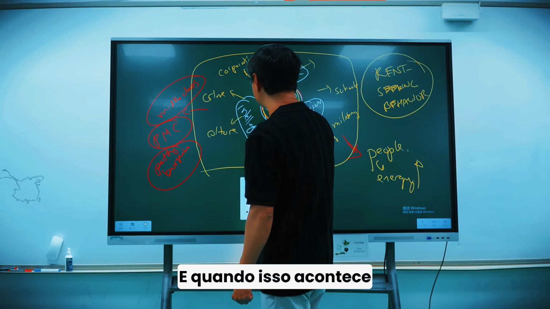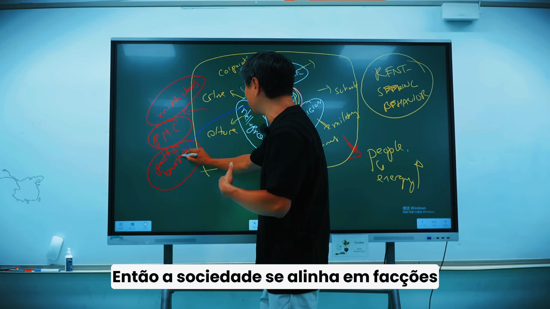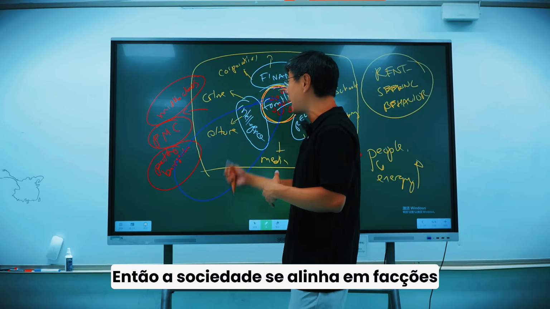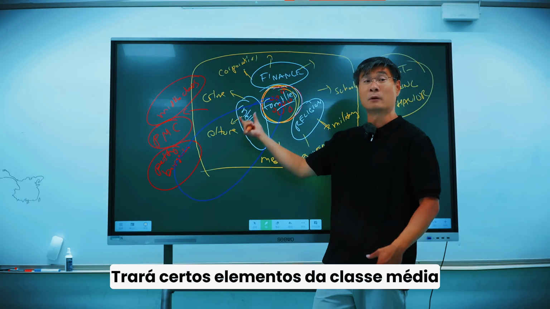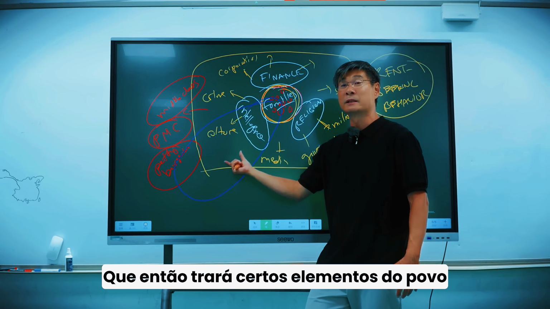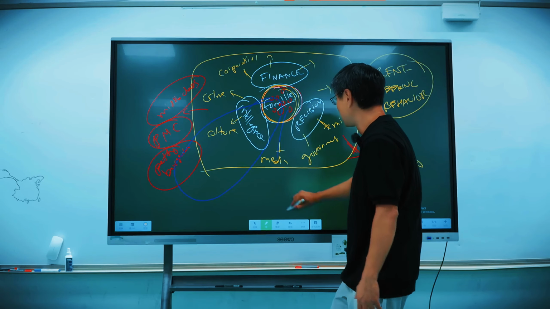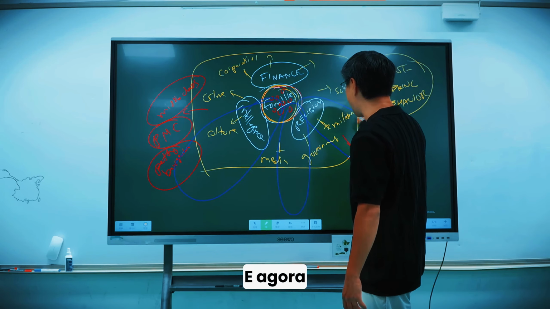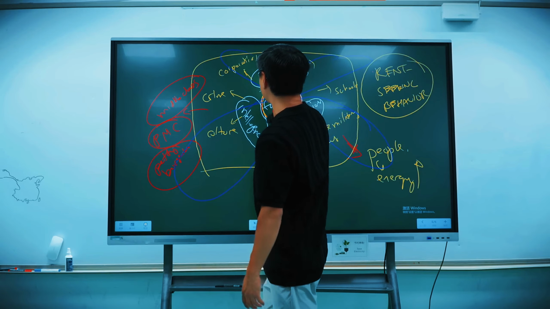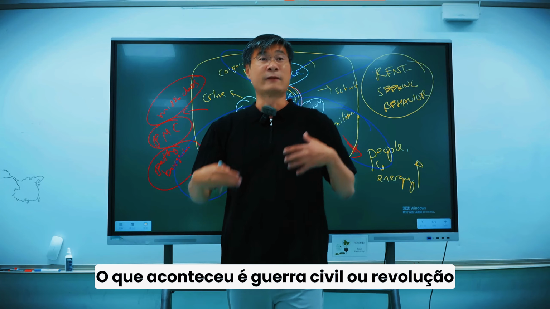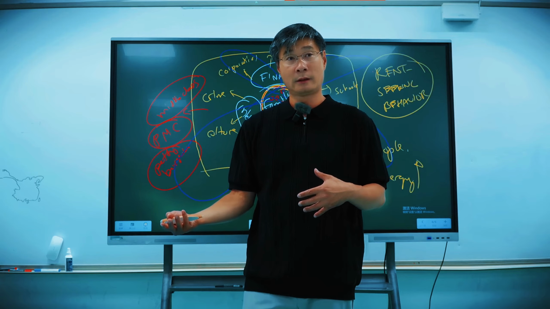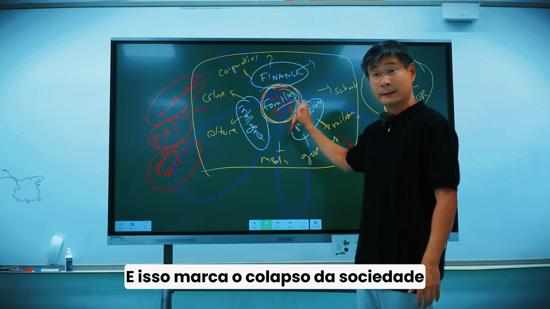And when that happens, then society becomes aligned into factions. The factions will bring in certain elements of the middle class, which will then bring in certain elements of the people. And now, what happened is civil war or revolution. And this marks the collapse of society.